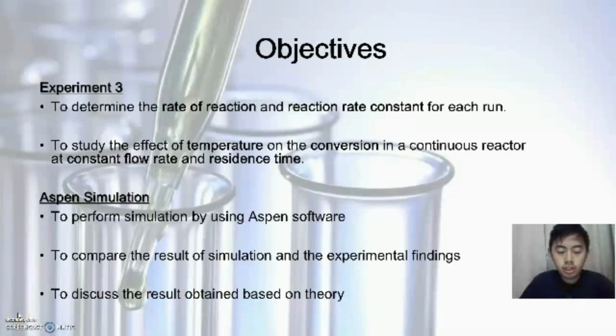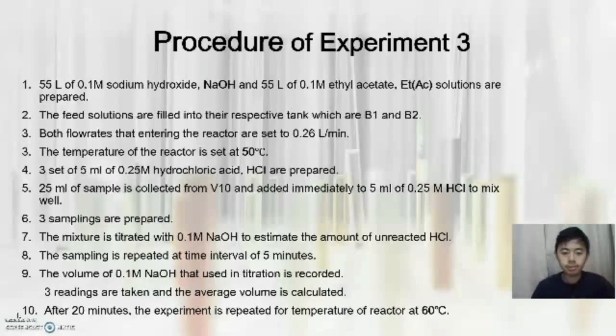The objectives of the experiments are, first, for experiment 3, to determine the rate of reaction and the reaction rate constant for each run, and also to study the effect of temperature on the conversion in a continuous reactor at constant flow rate and residence time. For the ASPEN simulation, the objectives are to perform simulation by using ASPEN software, to compare the result of simulation and experimental findings, and lastly, to discuss the result obtained based on theory.